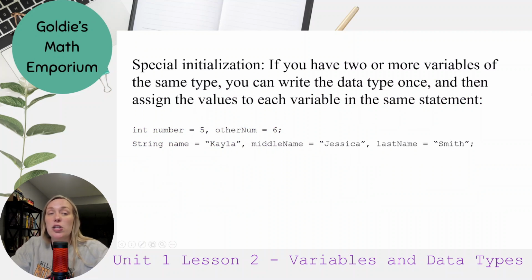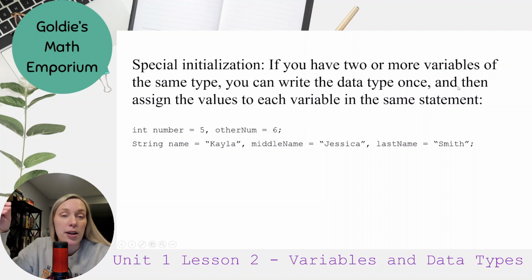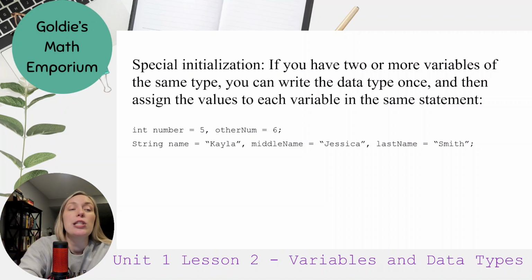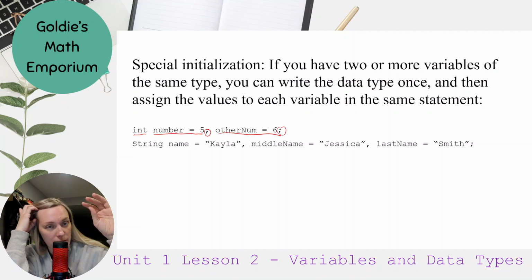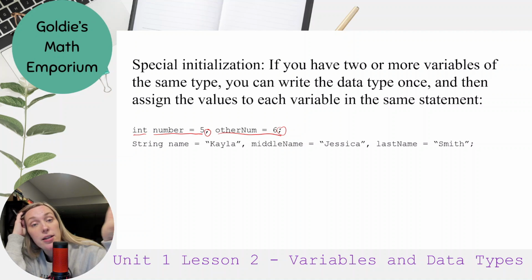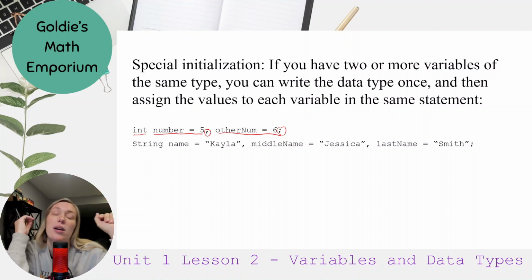There's also this special initialization I want to let you know of. This is not on the AP exam, but you'll see this a lot. I sometimes use it. It might be useful for you, so I want to point it out. If you have 2 or more variables of the same data type, you can write the data type once and then assign the values to each variable in the same statement. So let's say I have 2 numbers called number and other num, a 5 and a 6. And since they are both integers, I can say int and then number equals 5, comma, other num equals 6, and then end with a semicolon. Okay, so that is creating 2 containers, number and other num, and assigning them both data values.